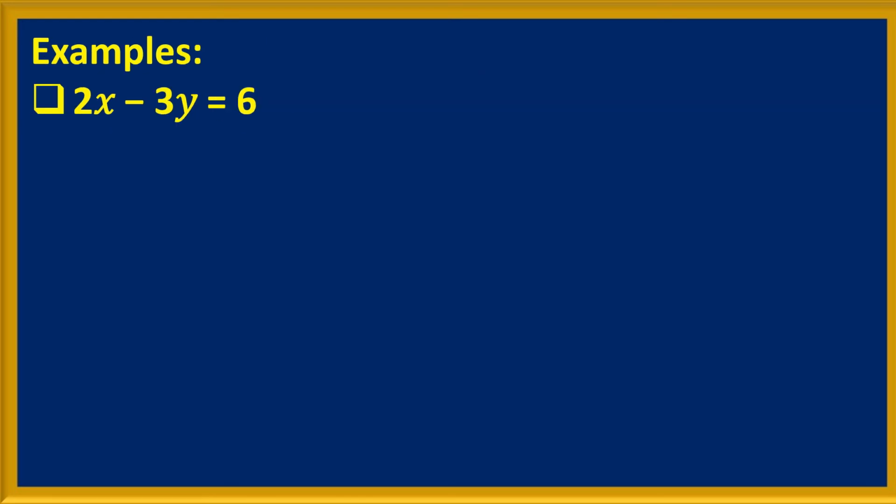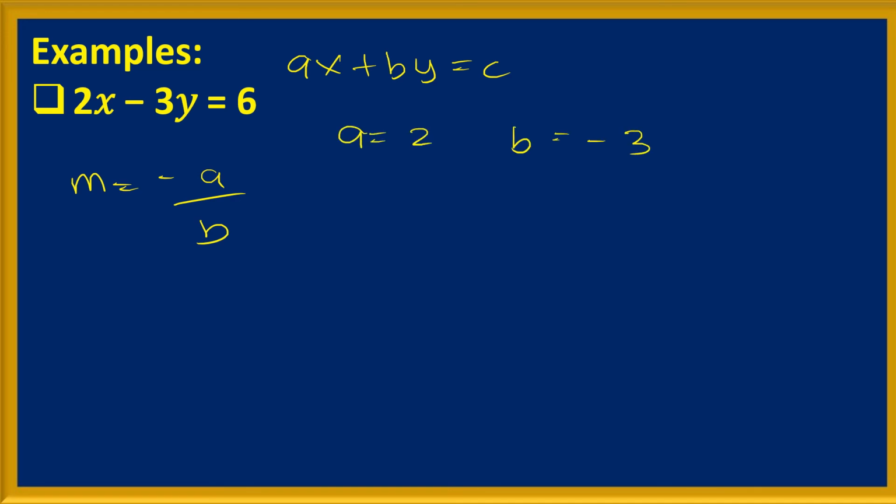2x minus 3y is equal to 6. Kung mapapansin natin, naka-standard form na siya na ax plus by equals c. So, para makuha natin yung slope, sabi natin, ang slope niyan is negative a over b. So, a natin is 2. b is equal to negative 3. So, slope is negative a over b. Substitute natin yung value ng a and b, a is 2 and b natin is negative 3. So, slope is negative 2 divided by negative 3 is positive 2 over 3. So, ang slope natin ay positive 2 over 3.